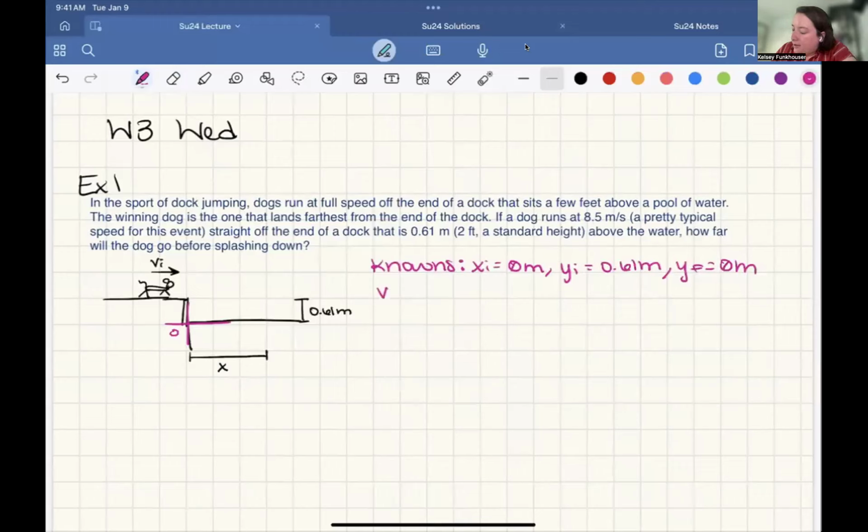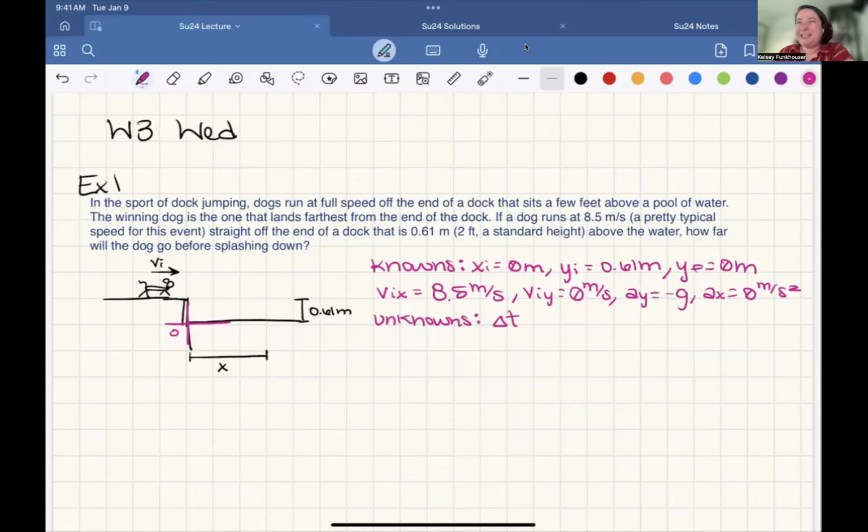Then we have our initial velocity in X, which is 8.5 meters per second. And then let's see, I guess we can say the initial velocity in Y is 0. And then we can say acceleration in Y is negative g, and acceleration in X is 0. Lots of stuff is 0, that's good. Unknowns. So we don't know the time, but it's not asked for, so maybe we don't need it, we'll see. And we don't know the final position in X.